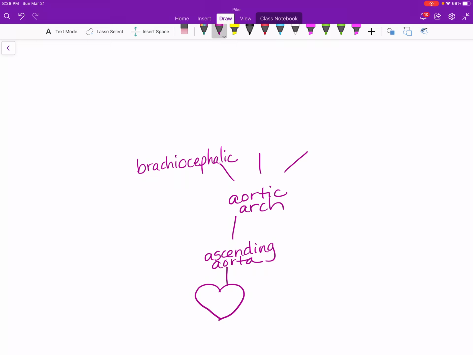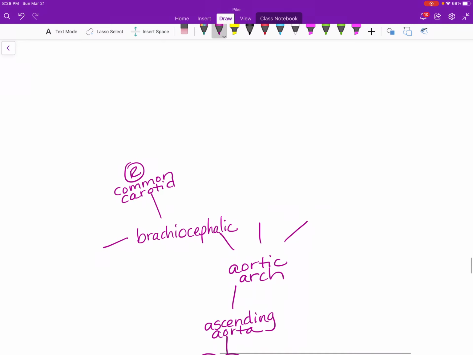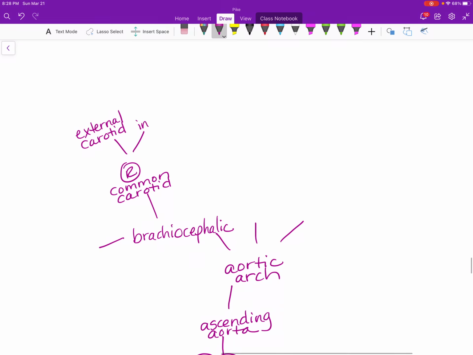And so that brachiocephalic then is going to branch up and branch over. And the one that branches up is called the right common carotid, which will then branch into an external carotid and an internal carotid. Whenever you see a common vessel, it's then going to split to an internal and external. And this is what's going up the side of your neck to supply your head.